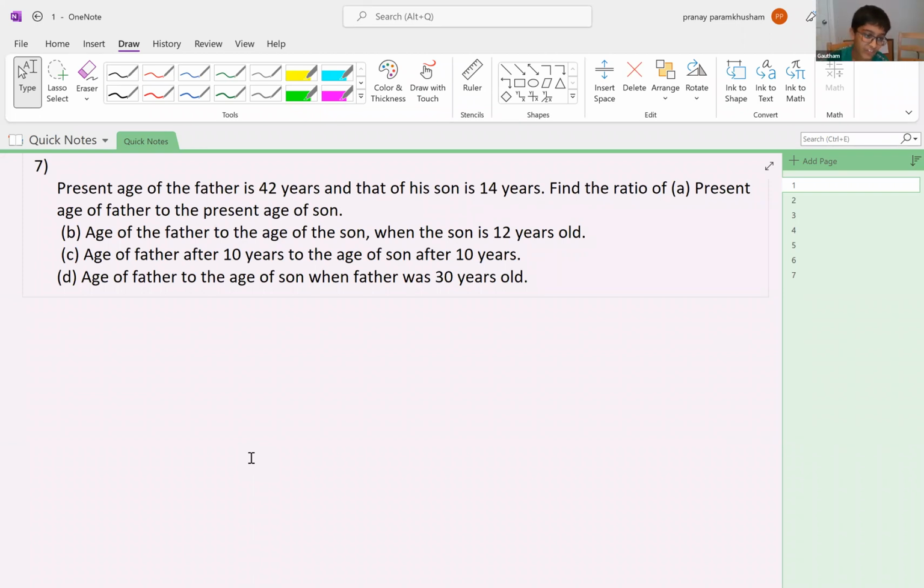Present age of the father is 42 years and that of his son is 14 years. Find the ratio of the present age of the father to the present age of the son. Age of the father to the age of the son when the son is 12 years old.